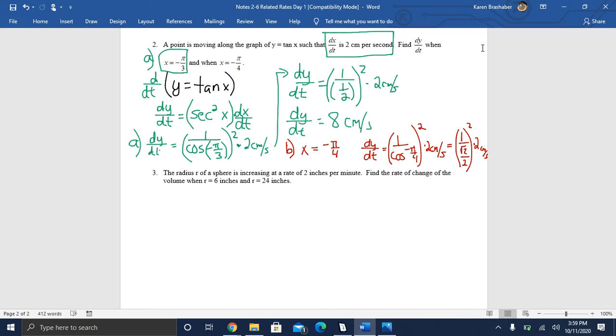And your final answer for dy/dt in part B, I'm going to move up here, dy/dt will equal, and that turns out to be 4 centimeters per second. So 4 centimeters per second for that one.